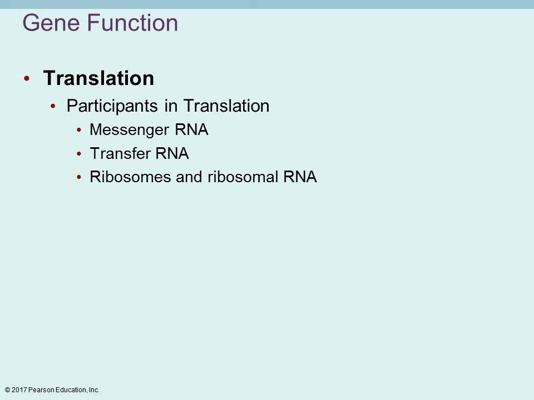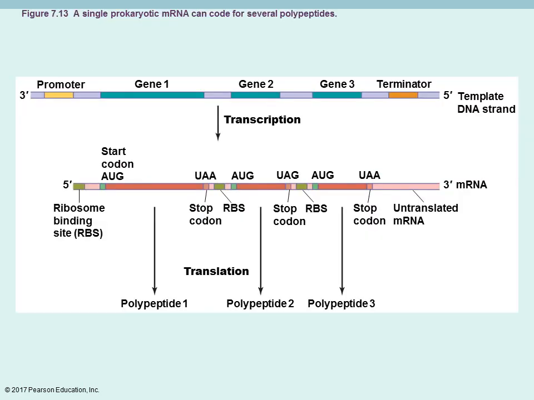There are going to be different players with translation. You've got messenger RNA or mRNA, you've got transfer RNA or tRNA, and then you've got the ribosomes, and you also have ribosomal RNA or rRNA. So a single prokaryotic mRNA can code actually for several different proteins, essentially, once again, depending on where you start and where you stop.